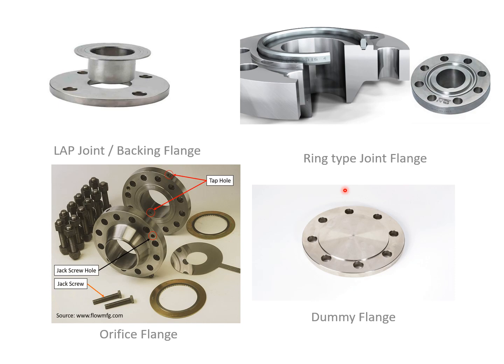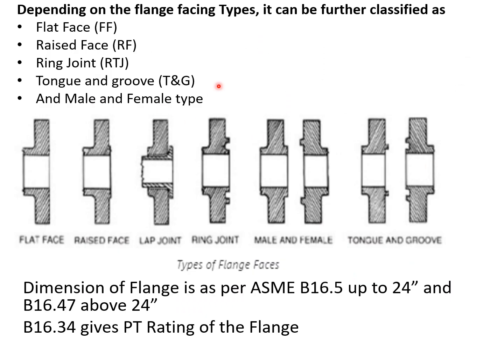So depending upon the faces, the flange is further classified into flat face, raised face, ring joint, tongue and groove, and male female type. You see there is nothing over here. This is a flat face flange. This is also called a backing flange. This is used with the stub ends. This is raised face flange, commonly used in weld neck and slip-on.